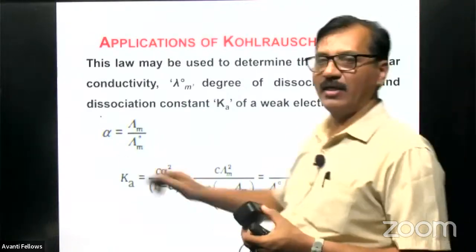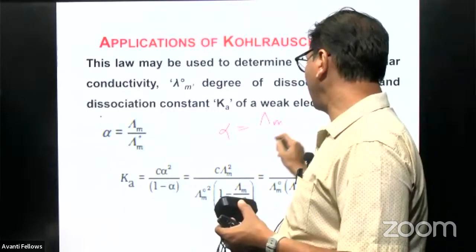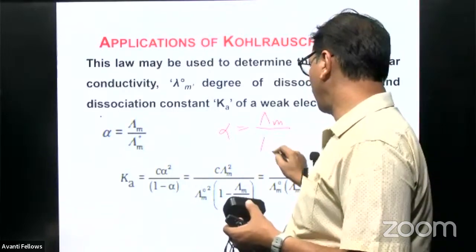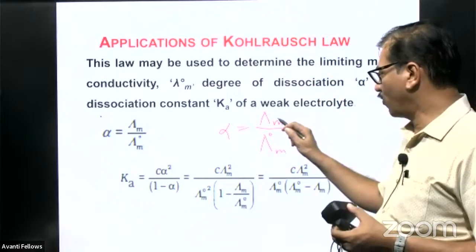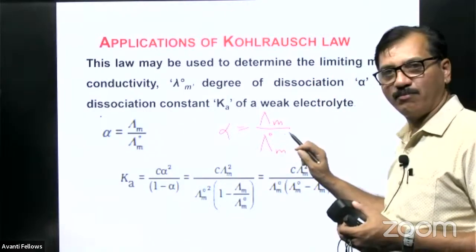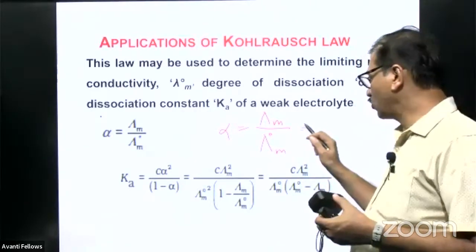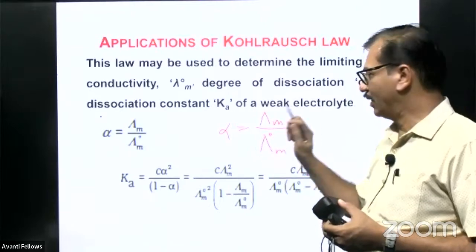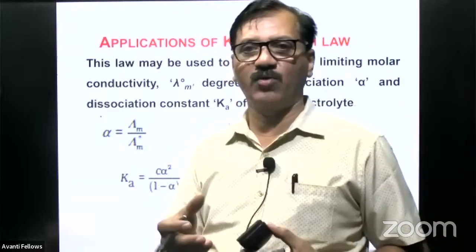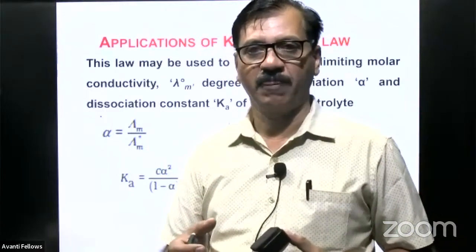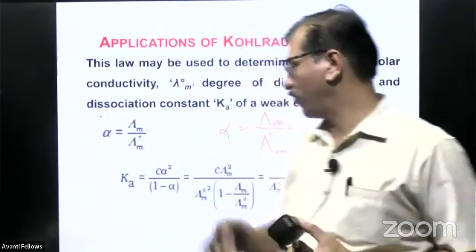So alpha, the degree of dissociation, is nothing but the molar conductivity at that concentration divided by the molar conductivity at infinite dilution. So this is always less than this. This is always more; it is the highest value of conductivity. Therefore, alpha is always a fraction less than 1. For any electrolyte, if you want to find the alpha value, the degree of dissociation, you have to do the conductivity experiment and you can find the alpha value.